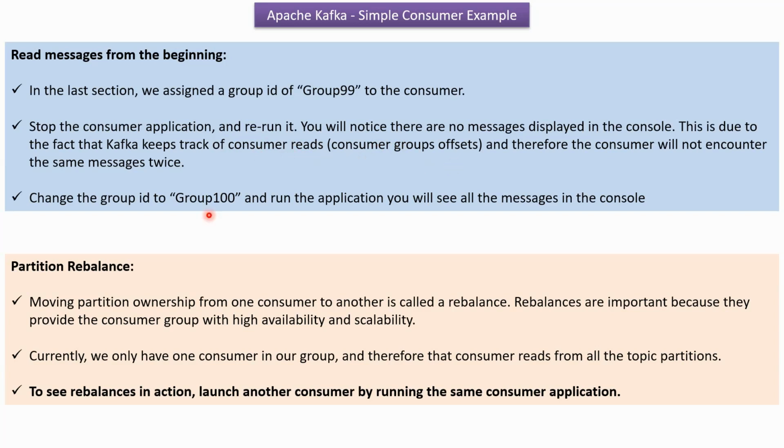And if we change the group ID to group 100, then the consumer belongs to the new group, which is 100, and then run the application. Then you will see all the messages in the console because the consumer belongs to the new group, and it will read all the historical data from the topic, and it will display in the console.